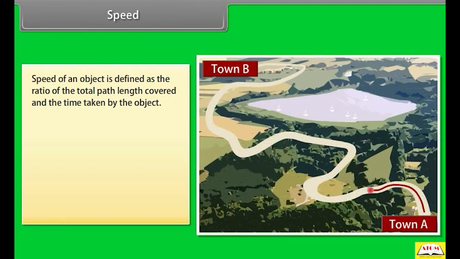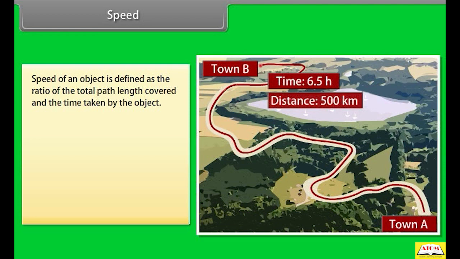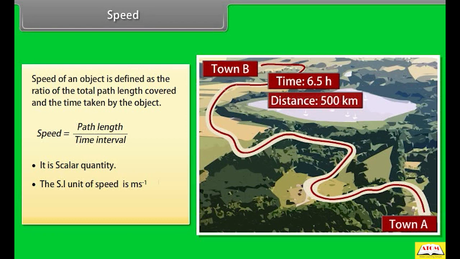Speed of an object is defined as the ratio of the total path length covered and the time taken by the object. Therefore, speed is equal to path length upon time interval. It is a scalar quantity. SI unit is m s^-1. Dimensional formula M^0 L^1 T^-1.